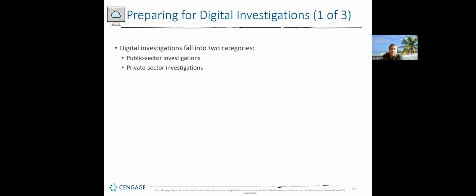So, as I mentioned earlier, we talk about both of these, and here we go. They both fall into two categories, like I said: public sector investigations and private sector investigations. Private usually moves a little faster than public, believe it or not, because private operates a little differently in terms of getting the warrants.